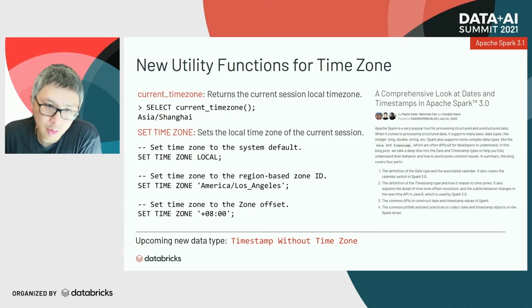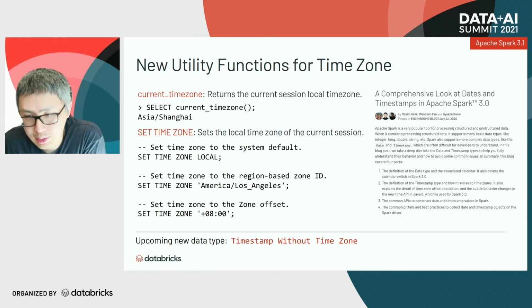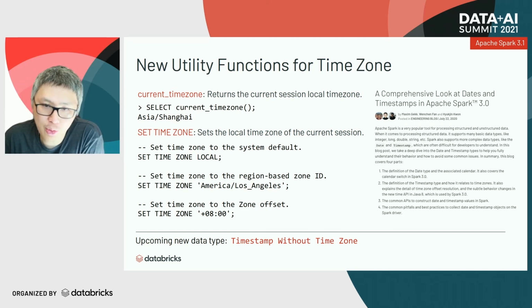And also, we introduced two utility functions for getting and setting the current local time zone. Before the release, you could do the same thing by using the SQL configuration spark.sql.session.timeZone. And datetime handling is pretty complicated. I would suggest everyone read the blog post, a comprehensive look at dates and timestamps in Apache Spark 3.0. By the way, in the next release, we'll also add a new data type, timestamp without time zone, which is a part of ANSI SQL compliance.